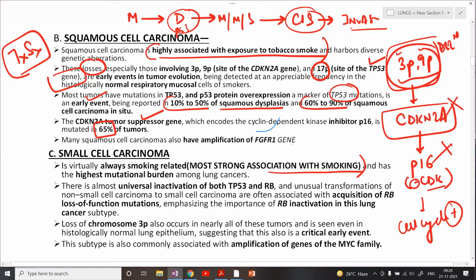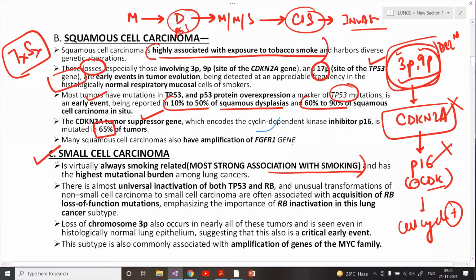Any doubts regarding the molecular genetics of squamous cell carcinoma? Yes. Pardon, your voice is not clear, it is breaking. Can you repeat once again? If you cannot repeat, you can always type your query. Okay.